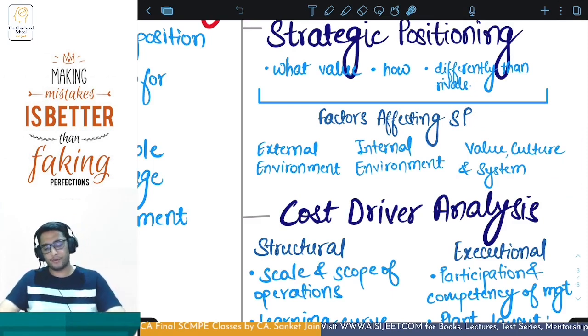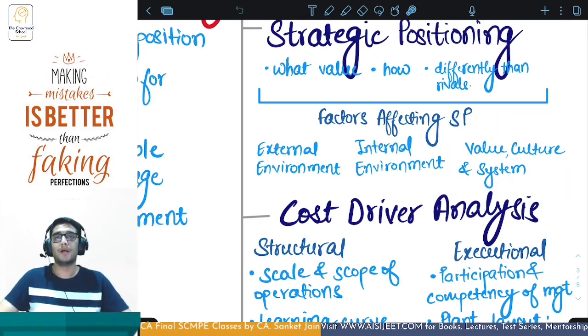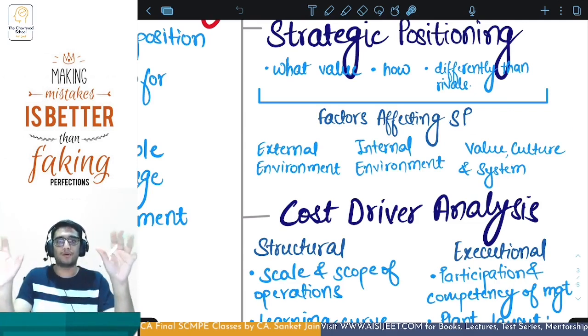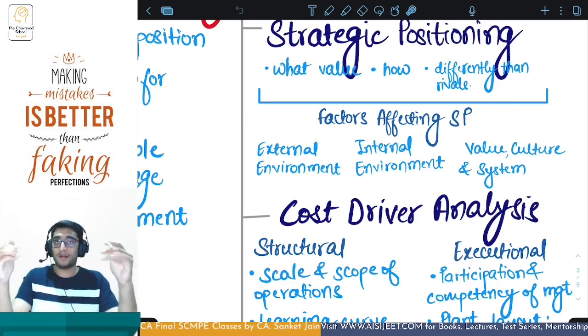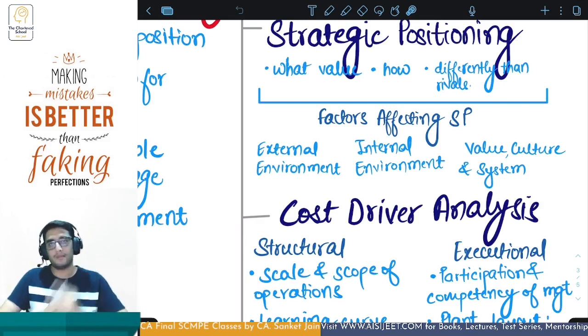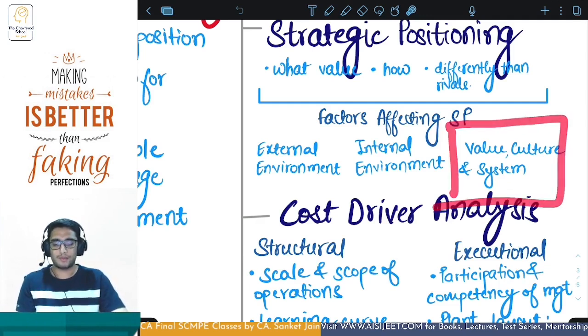To understand this point, I always use this example, and I really like it. Imagine there are two vendors, and both of them are equally good, both are providing the same things, at the same rate as well. Everything is the same, but you have to decide one among the two. So which one are you going to select? That depends on which vendor you think has more value, better culture, or a better system. That is what ultimately affects the strategic position as well.